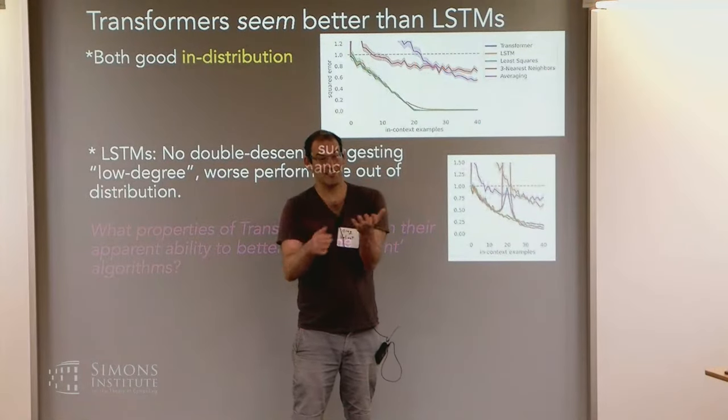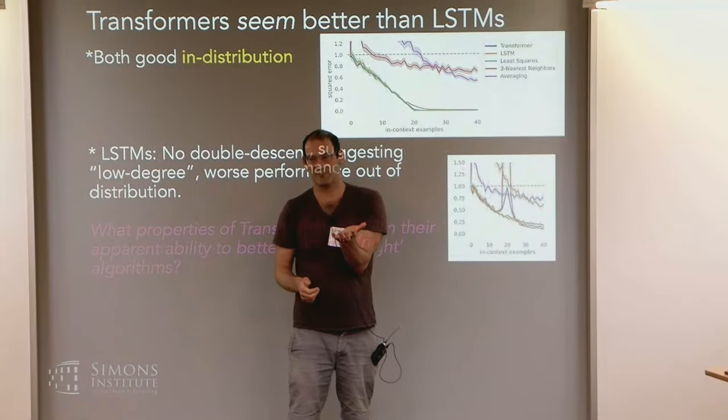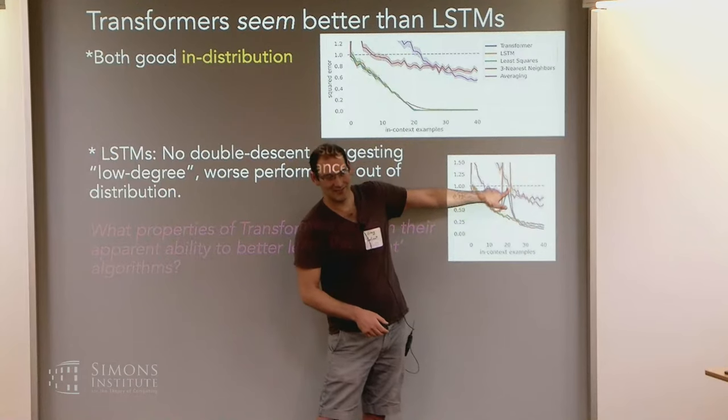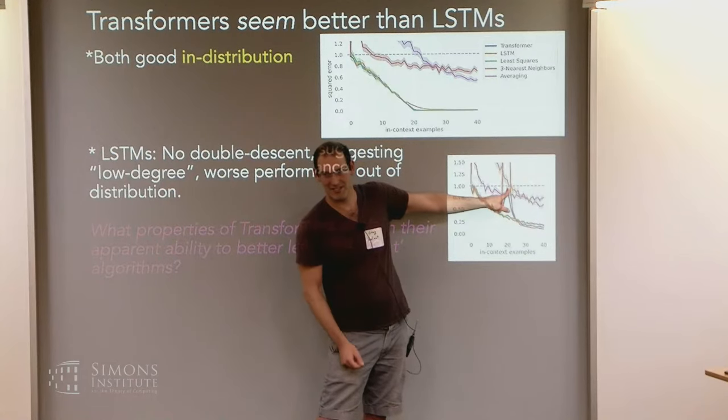So if you think about it, if you need to orthogonalize a bunch of vectors with respect to each other, that's a very high degree thing. If that's what your algorithm is doing, you do get this sort of double descent. Transformers seem to be doing this to some extent.